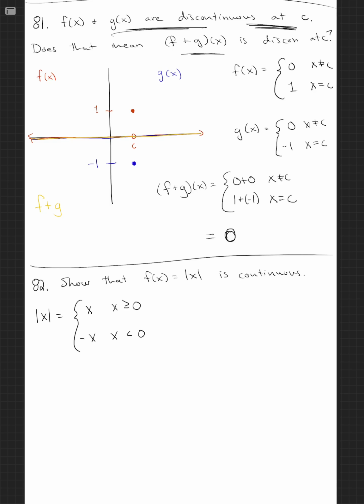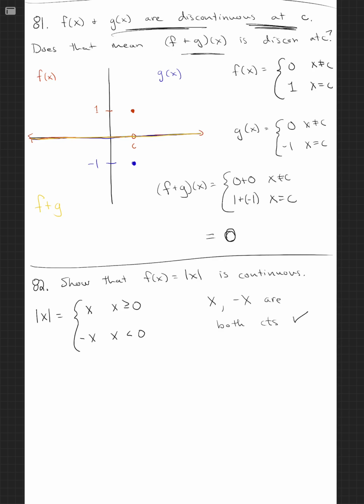Right, and so we talked a little bit in the mini lecture video about piecewise functions. But the trick with piecewise functions is that, well, first off, the pieces have to be continuous. So x and negative x are both continuous.